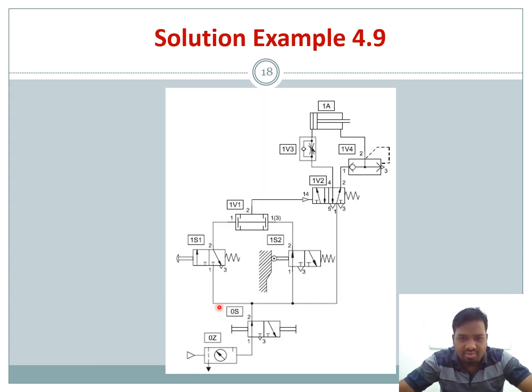Okay, this is the default state. Then you have an AND valve, meaning both inputs must be there. Initially, 1S2, the roller valve, is the extension. The retraction valve is not drawn here, it's always on. Meaning when you give an input, your AND valve will have both inputs, and your 5/2 valve will be actuated, and your cylinder will extend.